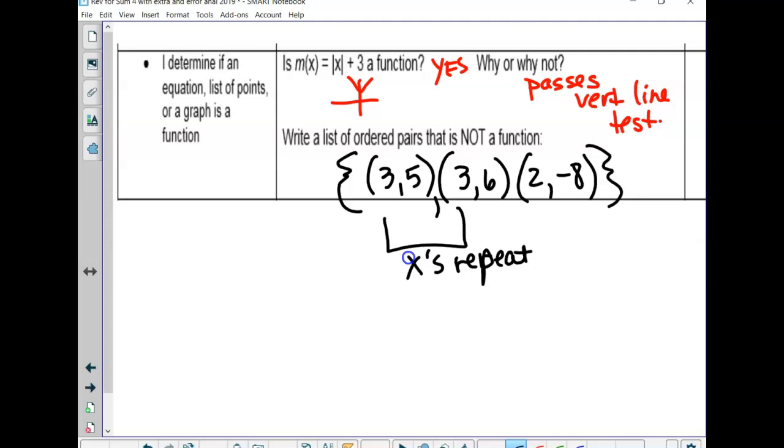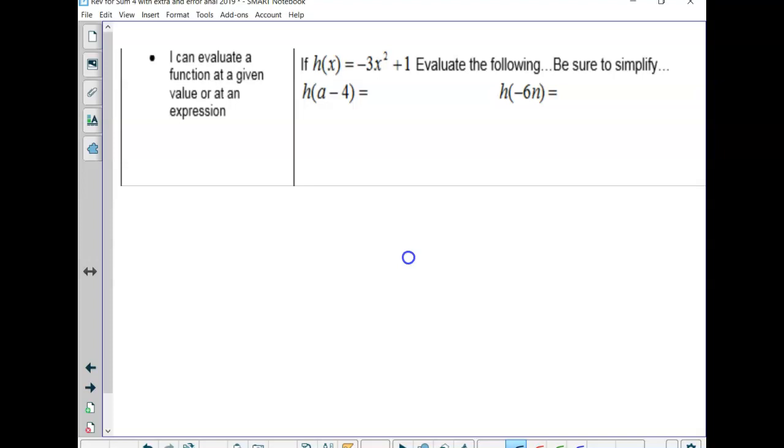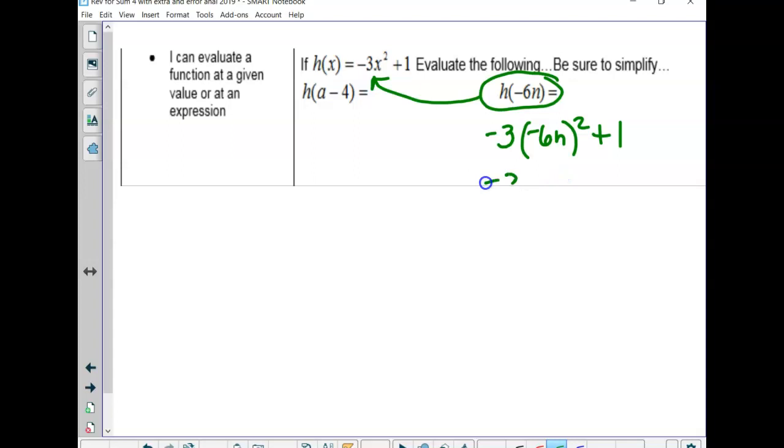Any questions about that standard? Oh, I think there's one more section. Just kidding. There's also evaluate, where you put in something like this. I honestly think it's more like this time. So you would put in -3, -6n squared plus 1. You square what's inside there first. And then I think it's -108. Somebody check me on that.